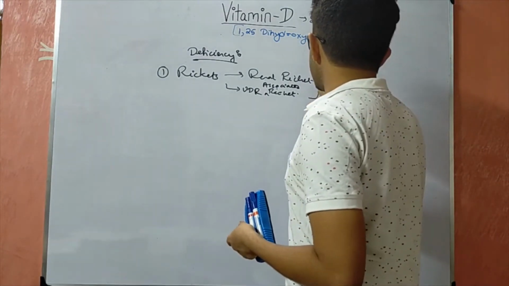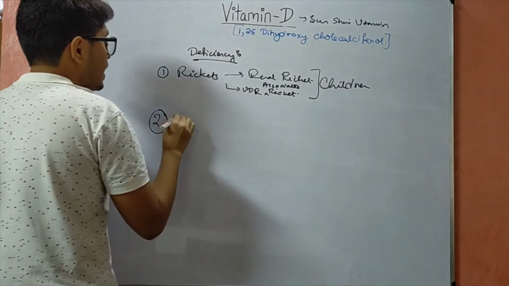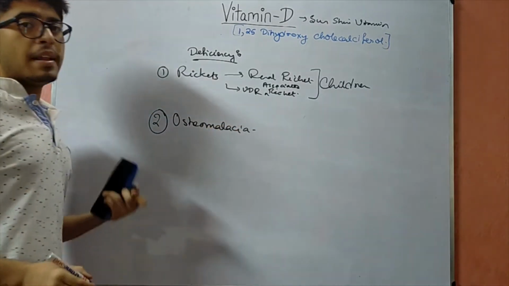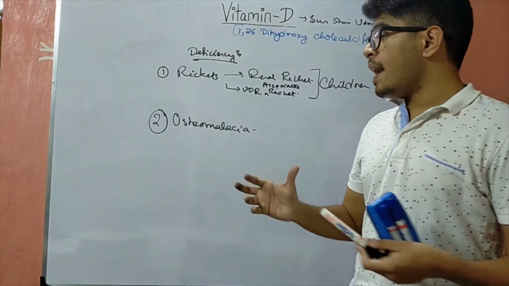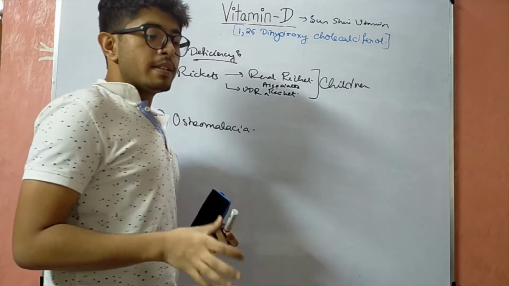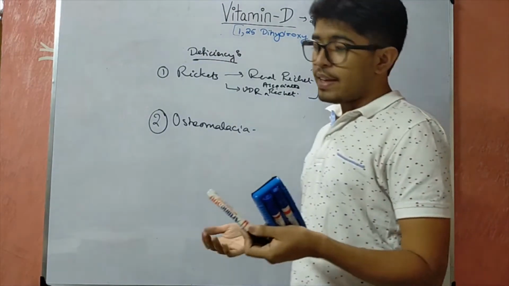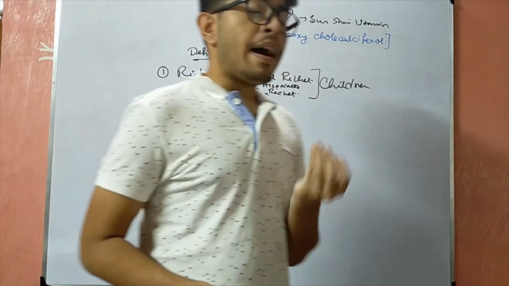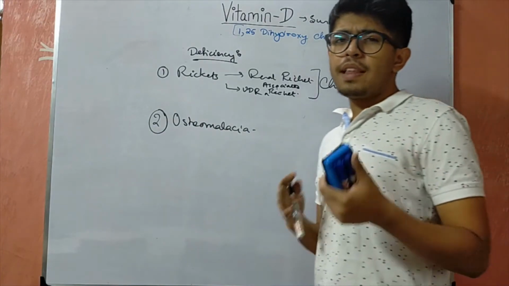This basically occurs in children, and in the case of adults, it leads to a condition called osteomalacia. Osteomalacia is a condition where the bones become fragile, and have a tendency to break very easily. In the case of women who are in their postmenopausal phase, they have a chance of having minute fractures all over their body just by sneezing or normal activity.